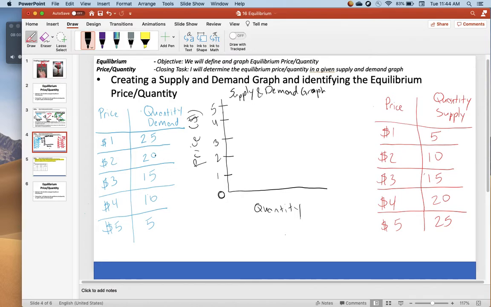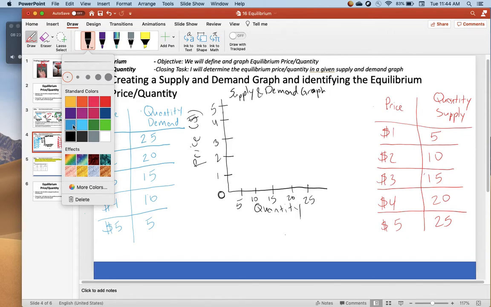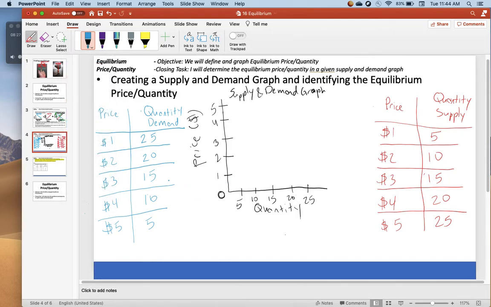For quantity, I go from lowest, which is 5, to highest, which is 25. Same thing over here in the supply: I go from 5 to 25. So that worked out good. So 1, 2, 3, 4, 5 for price, and 5, 10, 15, 20, and 25 for quantity. Now that I have my graph filled out, next I'm going to start plotting my points.